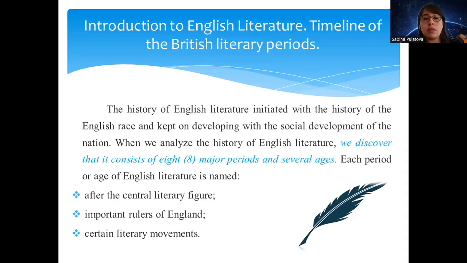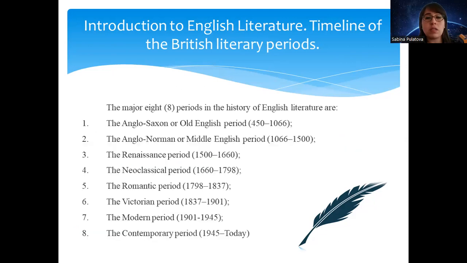The history of English literature initiated with the history of the English race and kept on developing with the social development of the nation. When we analyze the history of English literature, we discover that it consists of 8 major periods and several ages. Each period or age of English literature is named after the central literary figure, the second, important rulers of England, and the third one, certain literary movements. We can see these features while naming the 8 major periods of English literature.